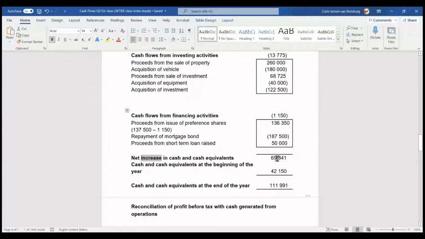If that figure had been a negative, then we would have described it as a net decrease in cash and cash equivalents. Now, ladies and gentlemen, the last two figures are simply figures that we take directly from our statement of financial position. There is no reason why any student should lose this mark or half a mark or full mark, whatever it counts, or this mark. Mrs. Moore and Mrs. Kies will probably tell you the same thing.